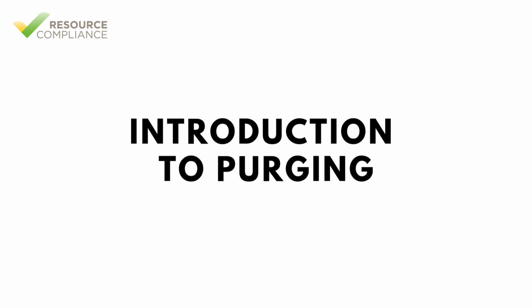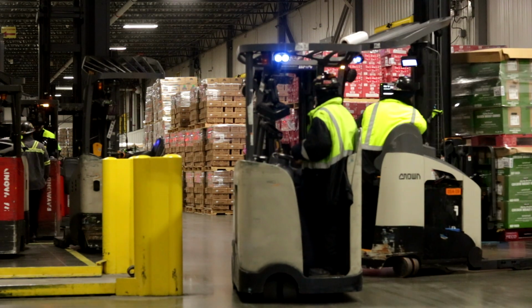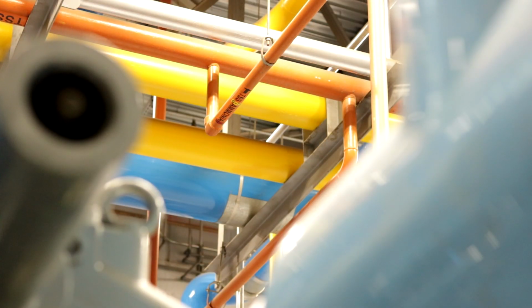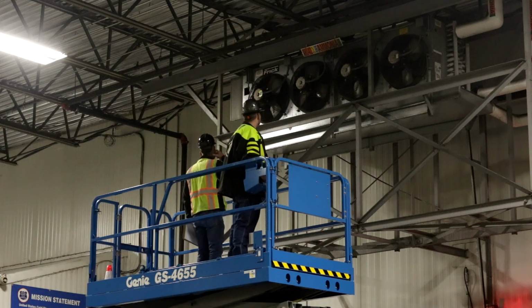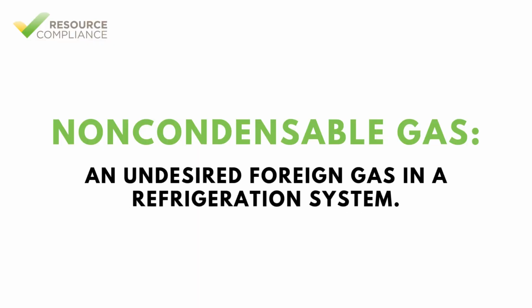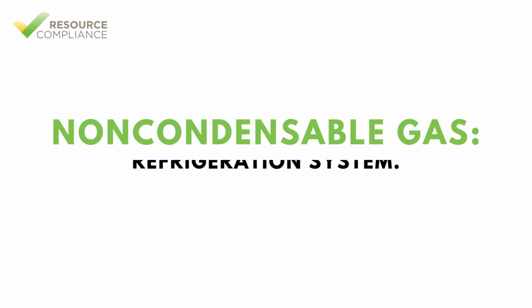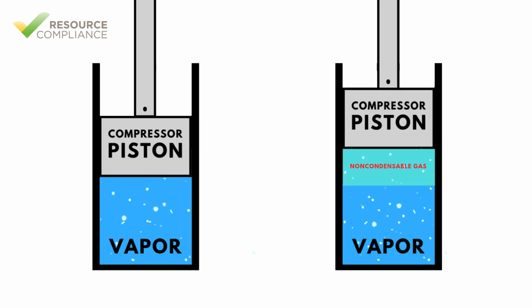The ideal vapor compression cycle assumes that we are using a pure refrigerant, such as ammonia. Unfortunately, in the real world, non-condensable gases can find their way into a system. A non-condensable gas is an undesired foreign gas in a refrigeration system. It travels through the cycle with the refrigerant, but it does not assist the refrigerant process in any way. Since the gas takes up space that would otherwise be occupied by the refrigerant, non-condensable gases decrease a system's performance.